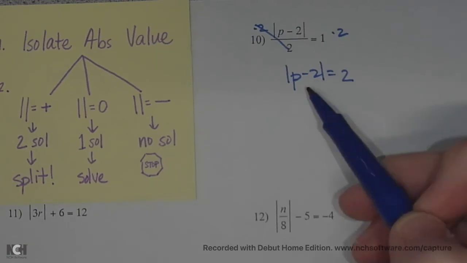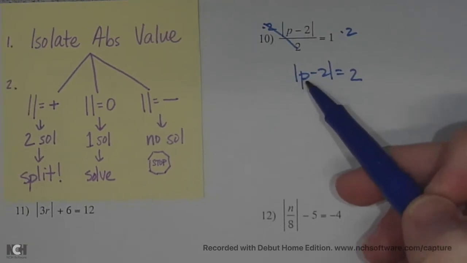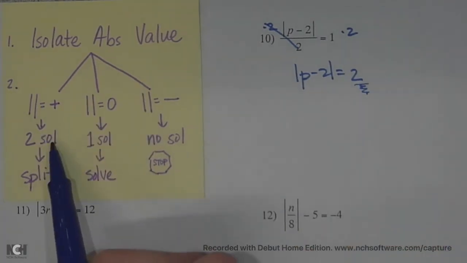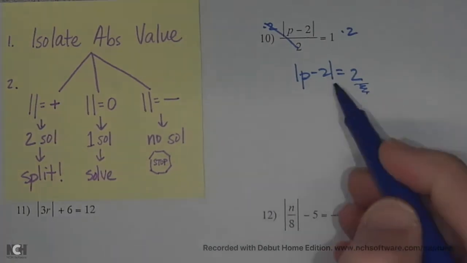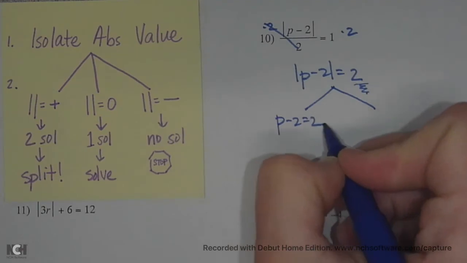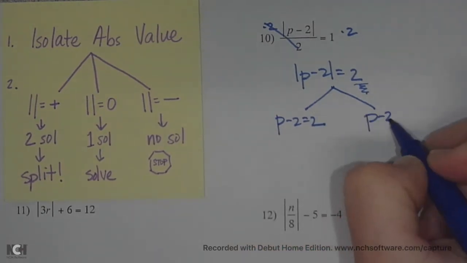And now is the absolute value isolated? Yeah, it sure is. So let's look at the number on the right. It looks like that 2 is a positive number, so you know you're going to have 2 solutions, which means you have to do the split. So let's do that split now. P minus 2 equals 2, and p minus 2 equals negative 2.